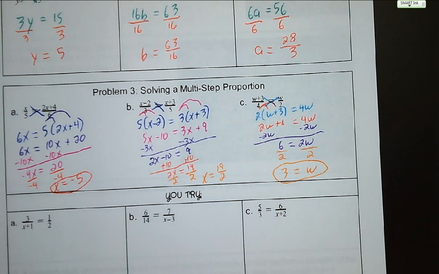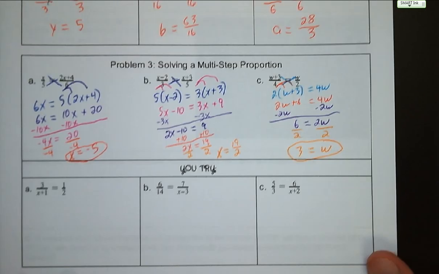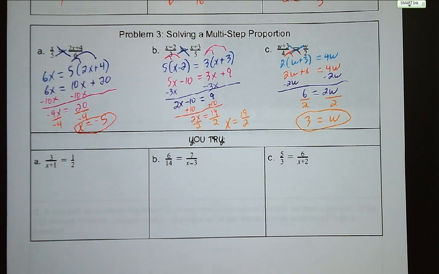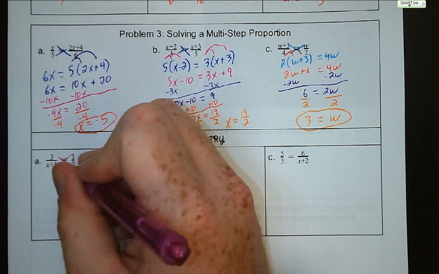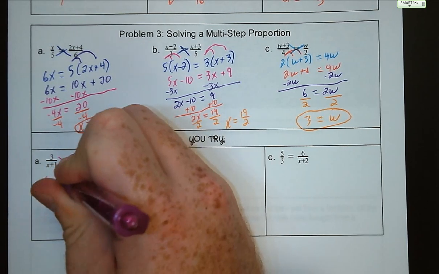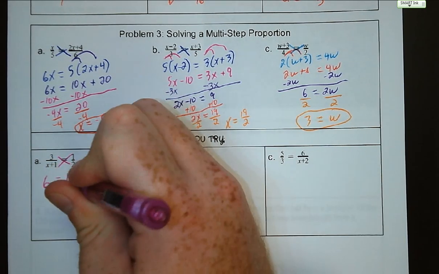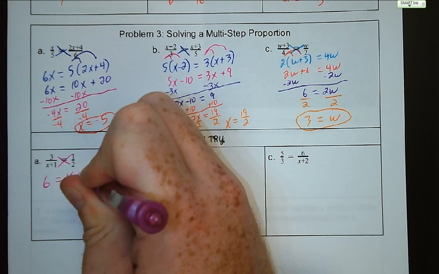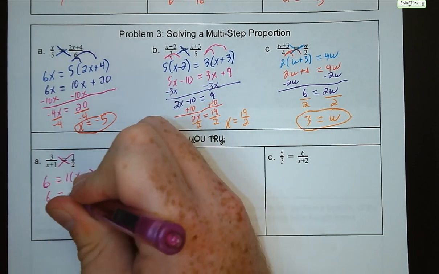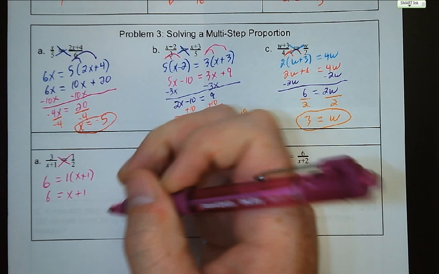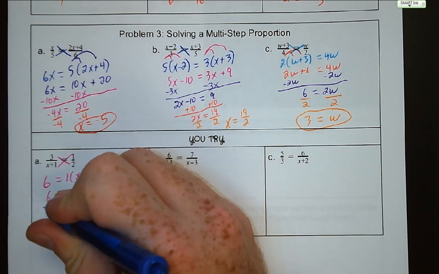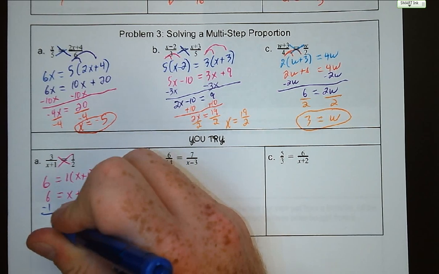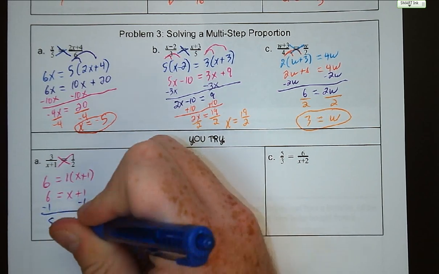Why don't you give the next 3 a try, and we will come back with the answers. So we're going to start by cross multiplying. 2 times 3 is 6 is equal to 1 times the quantity (x plus 1). So 6 equals x plus 1. Subtract 1 from both sides. 5 is equal to x.